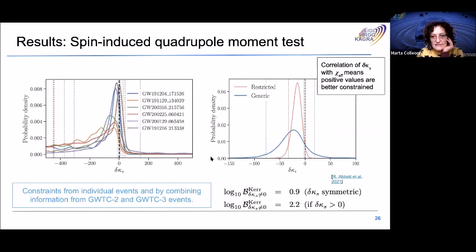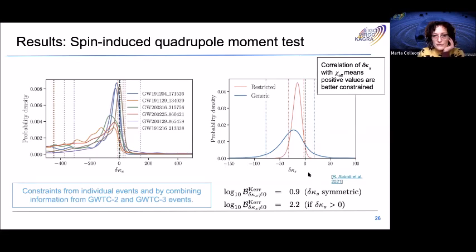Here we see that 0, which is the value that we would expect if all objects observed were black holes, falls slightly outside the 90% credible intervals for the red posteriors. This is a consequence of the correlation of delta kappa S with the effective spin of the source, which means that typically we constrain better positive deviations for the type of sources that we observe.